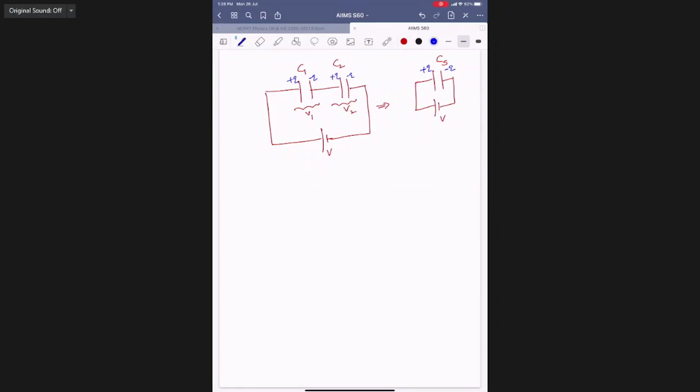Then V equals V1 plus V2. The total potential difference is V1 plus V2. So V equals Q by C, the same operating voltage, and V1 is Q1 by C1, V2 is Q2 by C2. Q1 equals Q2 equals Q. Therefore, 1 by C equals 1 by C1 plus 1 by C2.